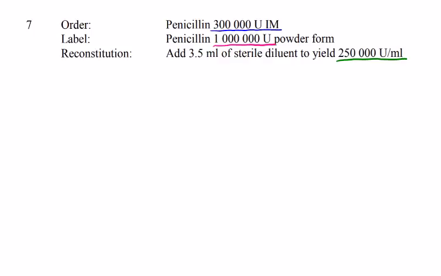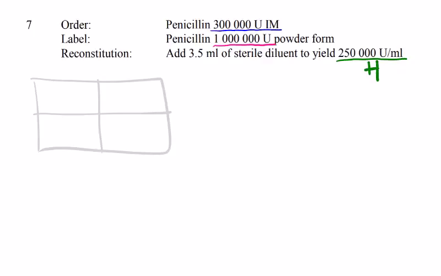So the first question is, what's the total reconstituted volume that we are going to have by adding the 3.5 mils of diluent to the contents of that powder form penicillin? So if we start by drawing the box, we have two boxes because we have two questions. We're always going to start with the concentration of the drug, which is our have. So we're going to add 250,000 units per 1 invisible mil here.